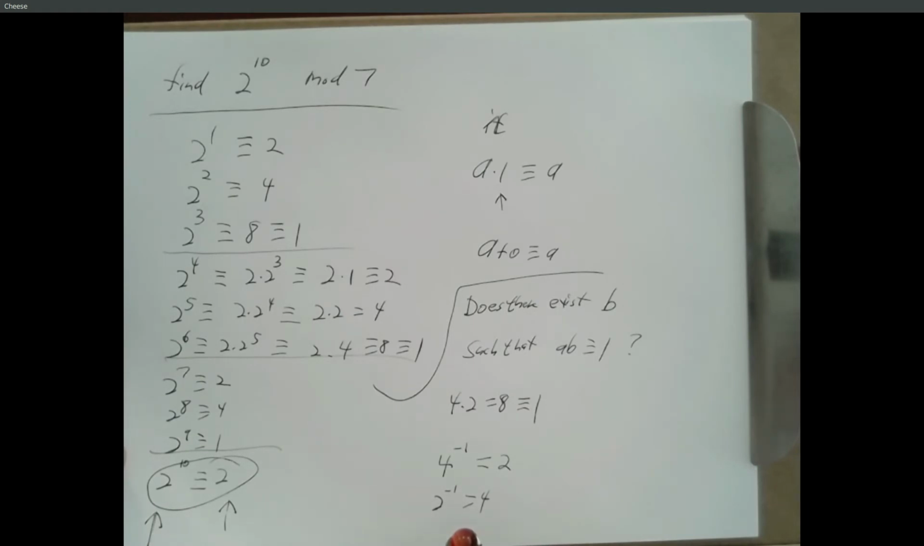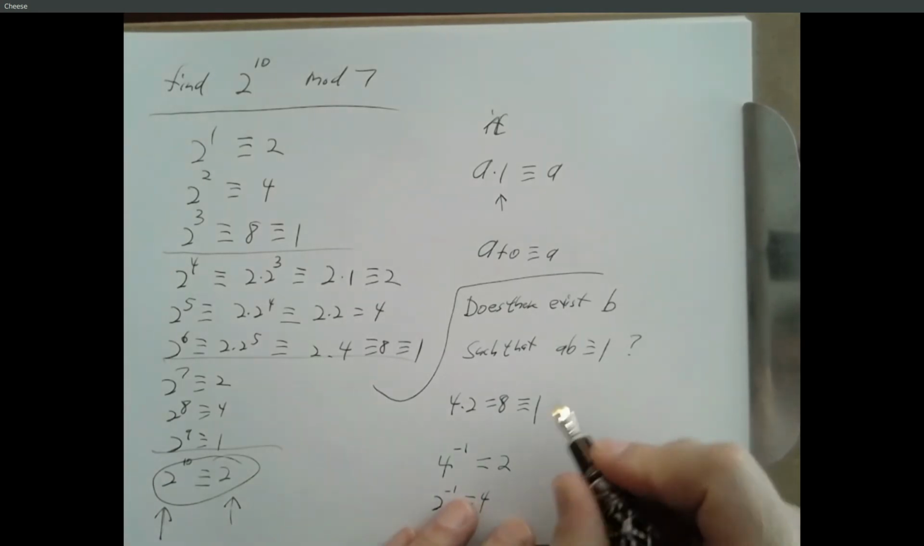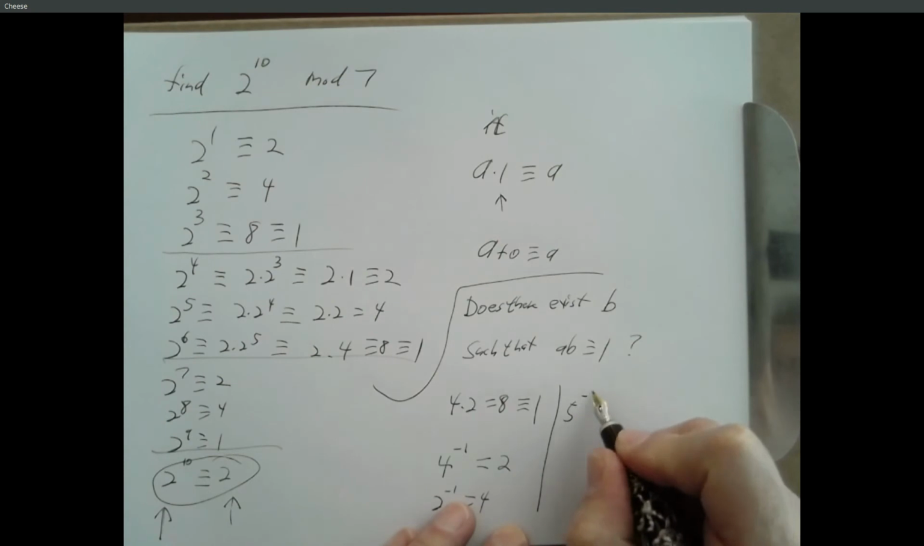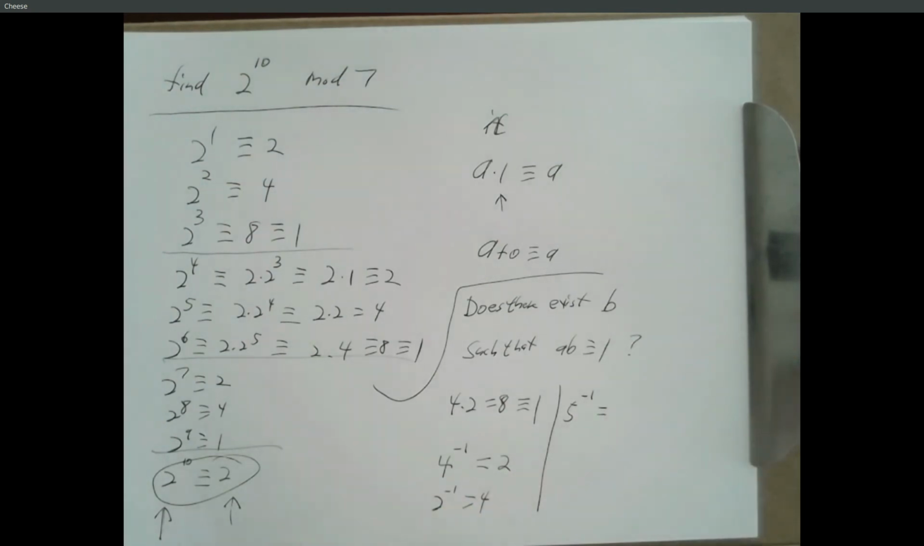Finding the inverse in general, I think, is a little more complicated than that. So, like, what's 5 inverse equal to? Is there an inverse for 5? Is there something we can multiply 5 by that's congruent to 1?